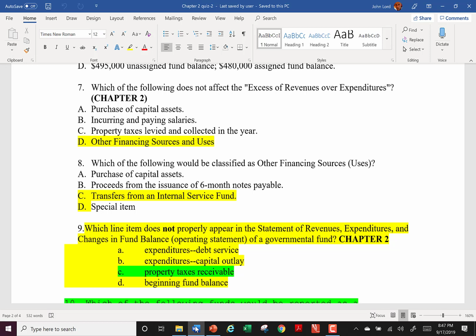Do we put liabilities on the balance sheet? Yes. We're not going to mess you up that much. Liabilities go on the balance sheet, and a 6-month liability is short-term, so it would meet the definition of a current liability. So it would be on the balance sheet, not as part of my other financing sources. Which question am I on? 8. Transfer from the internal service fund, that's an other financing source, isn't it? And special items is a special item. Don't worry about that.